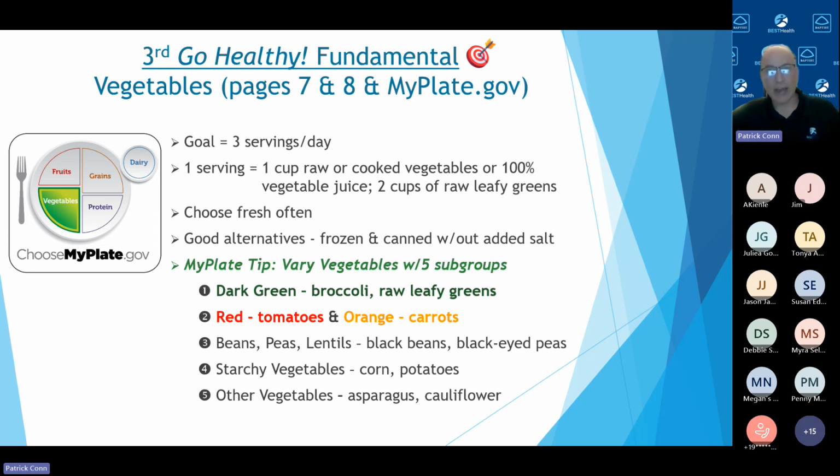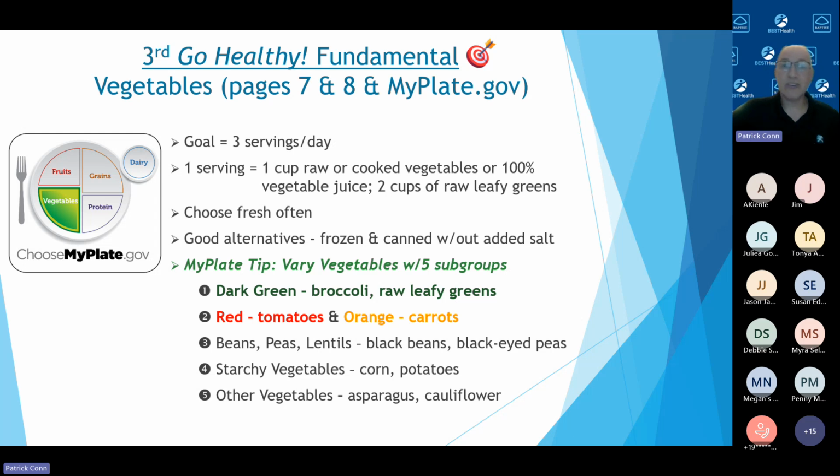Now, just like your fruits, it's best to choose fresh often, but good alternatives would be frozen and canned without the added salt. And then here comes that My Plate tip. And the My Plate tip with your vegetables is to vary your vegetables with the 5 subgroups. And the subgroups, as you can see, would be like your dark green. They always say eat your green vegetables every day. They're very important. They're packed with nutrients and antioxidants, etc. That would be things like your broccoli and your raw leafy greens.